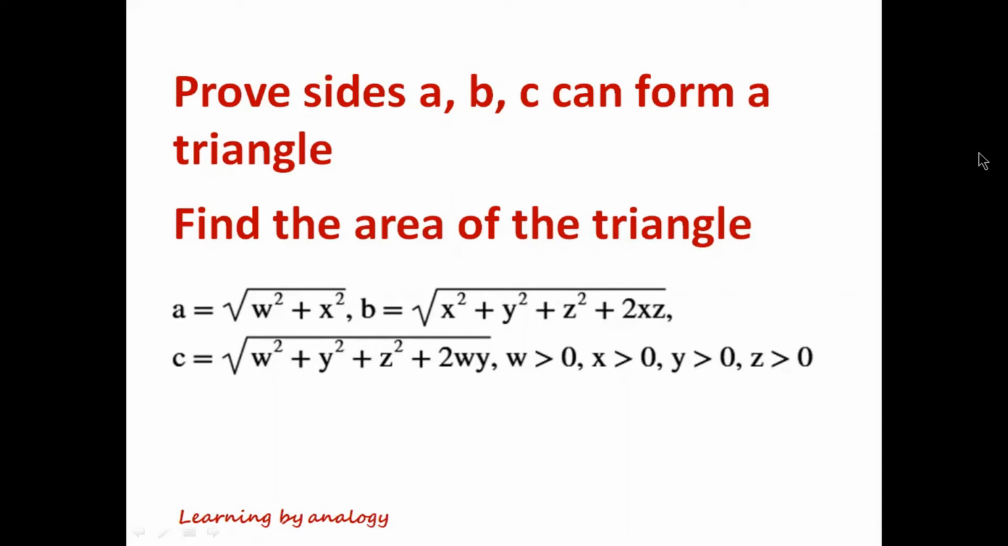B equals root of x squared plus y squared plus z squared plus 2xz. C equals root of w squared plus y squared plus z squared plus 2wy. w is greater than 0, x is greater than 0, y is greater than 0, z is greater than 0.